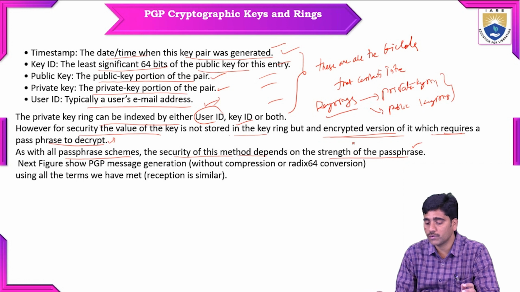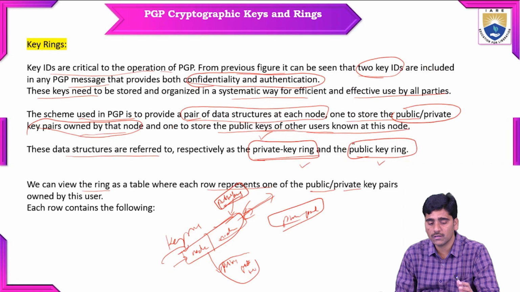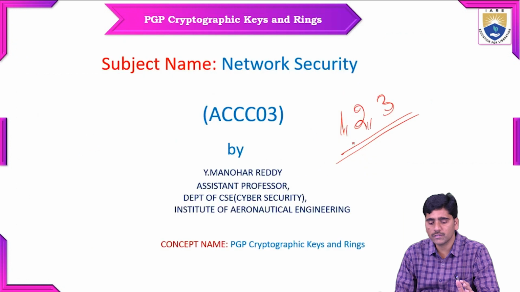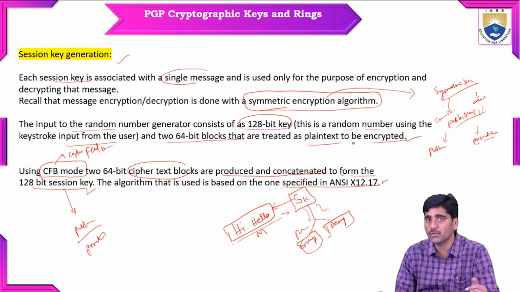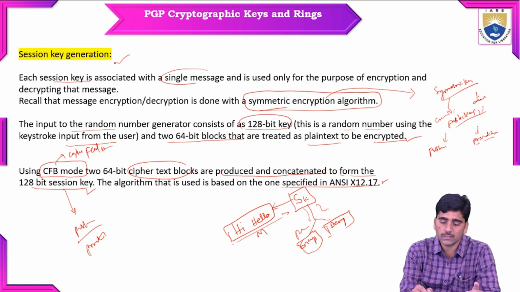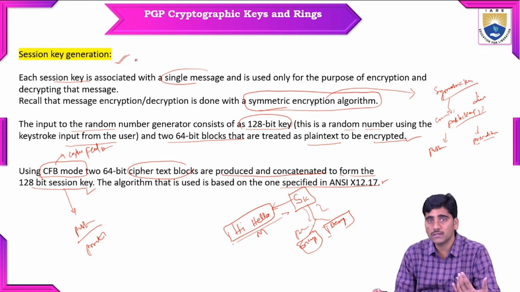Once again, let us revise the topics we discussed in this session. The first one is PGP cryptographic keys and key rings. There are certain types of keys: one-time session keys, one-time symmetric keys, public keys, private keys, and passphrase-based symmetric keys. Symmetric keys are the keys we use for both encryption and decryption, using the same key. That is done by session key generation.